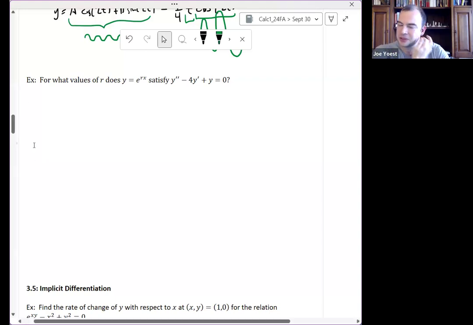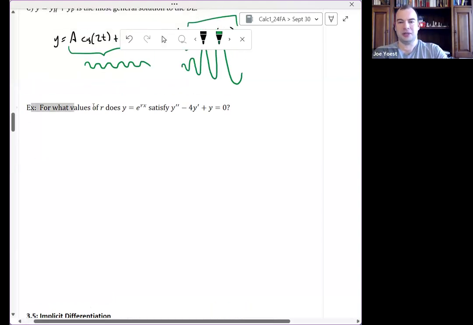Okay, so let's look at one more example. Here we have, again, what we would call a second order differential equation. We see a second derivative. And we're looking to solve this differential equation, y double prime minus 4y prime plus y equals 0. We see we have a linear combination of a function and its derivatives. We want it to be equal to 0.